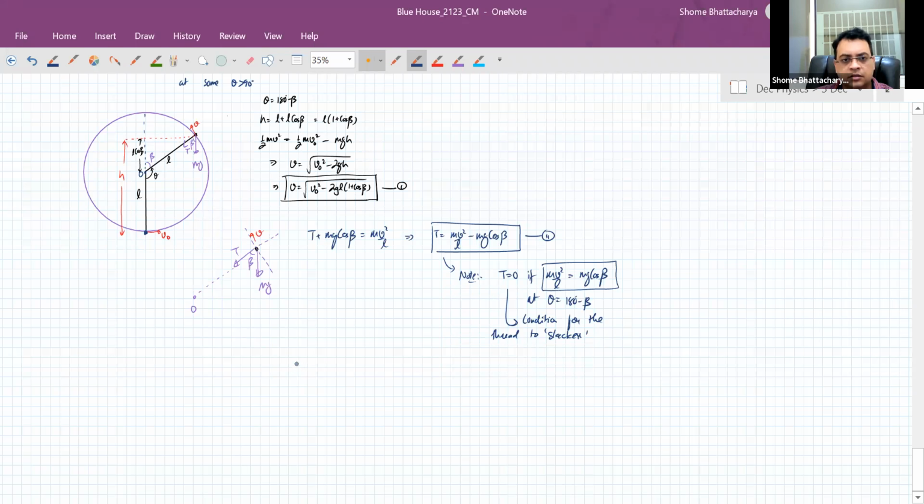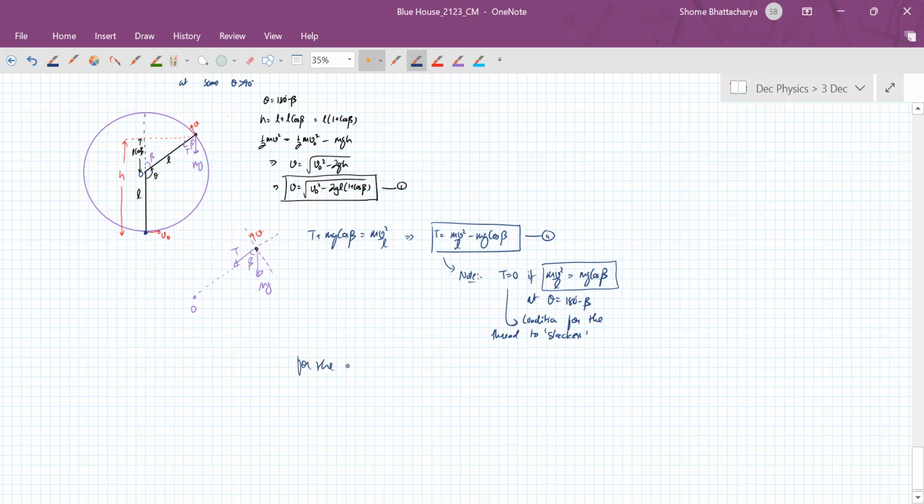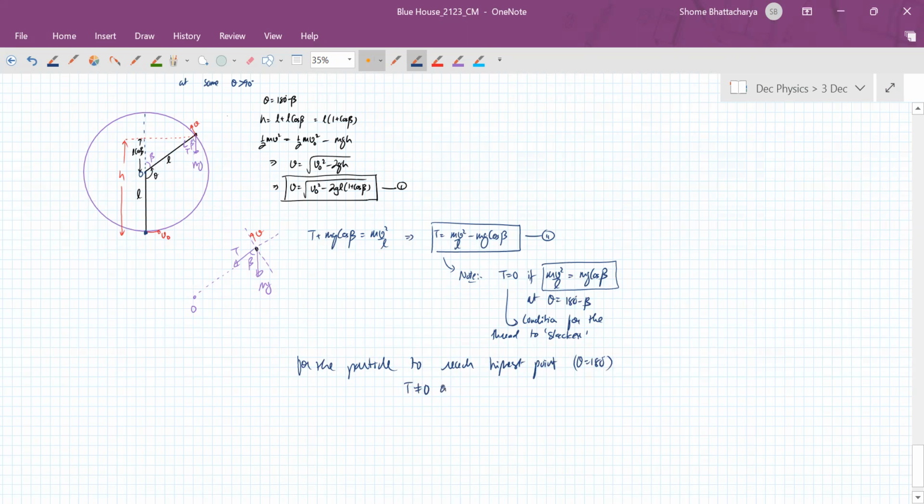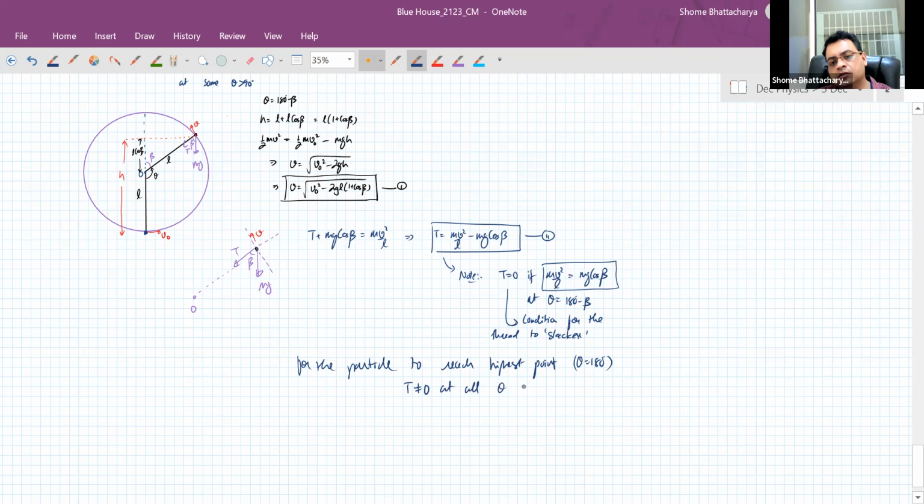So for the particle, on the other hand, to reach the highest point, the highest point is theta equal to 180 degrees. So tension should be non-zero at all theta from 0 to 180 degrees. It should not have become zero before that. So that means tension should be greater than or equal to zero at theta equal to 180, just about equal to zero is also okay. That becomes like the limiting condition. Because what is happening now, as you're going up, your tension is decreasing more and more.